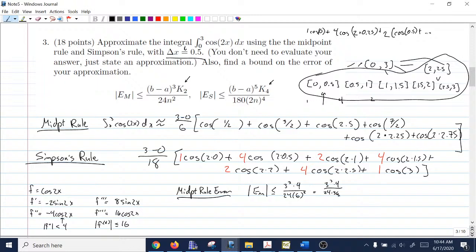Is this worth reducing? I guess this is worth reducing. This is a 9 on the bottom. That cancels with that. I'm getting 1 over 24.